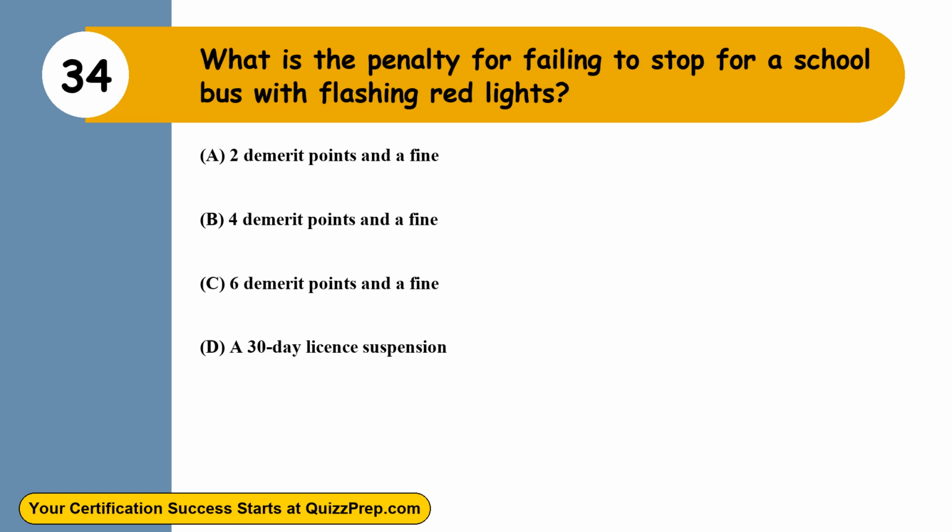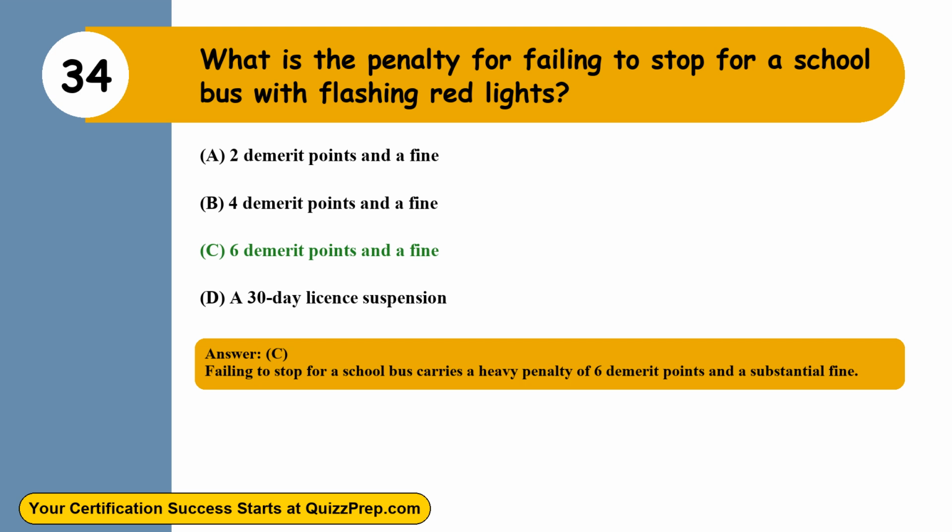Question 34. What is the penalty for failing to stop for a school bus with flashing red lights? Option A, 2 demerit points and a fine. Option B, 4 demerit points and a fine. Option C, 6 demerit points and a fine. Option D, a 30-day license suspension. The correct answer is option C, 6 demerit points and a fine. Failing to stop for a school bus carries a heavy penalty of 6 demerit points and a substantial fine.